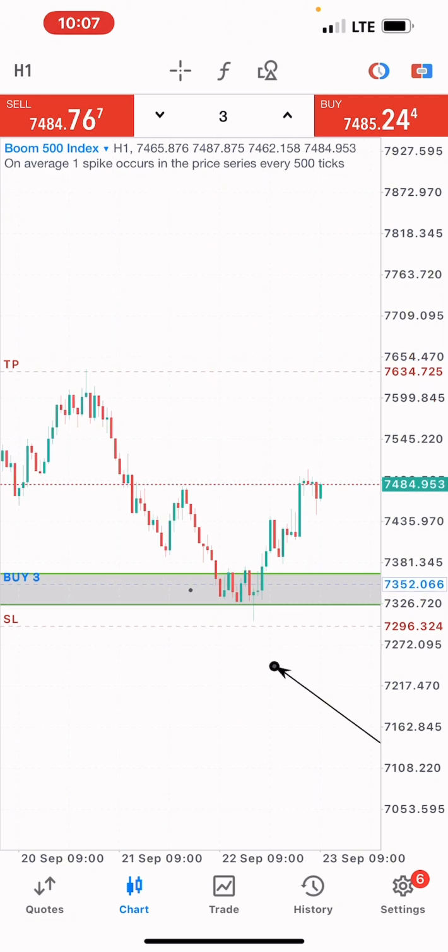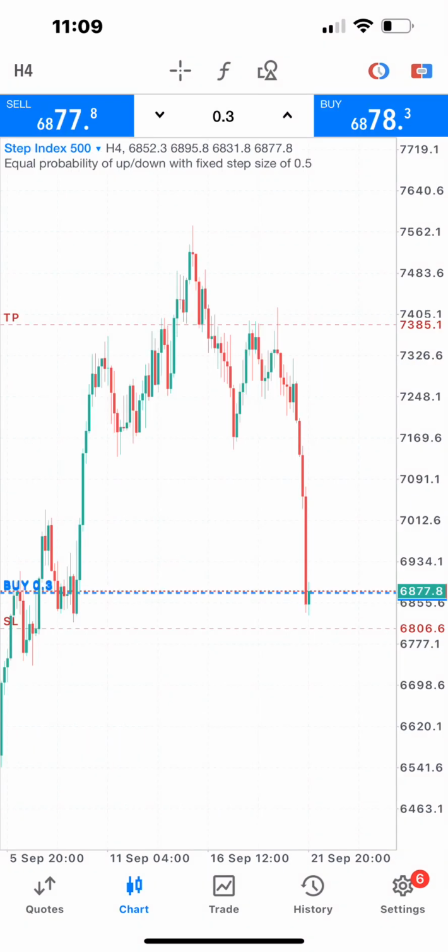It's still running, fam. I'll update you guys as the trade progresses. As you can see, this is me taking the trade. I've already taken my trade, so I'm just going to wait for it to play out.